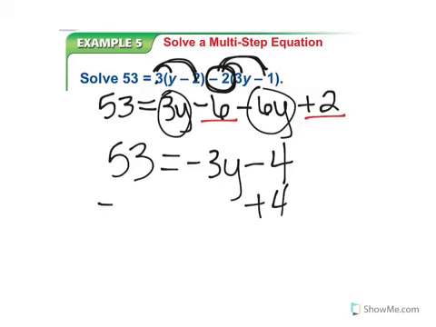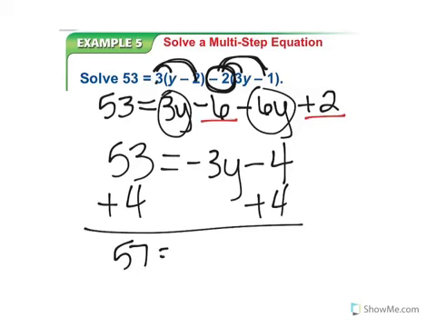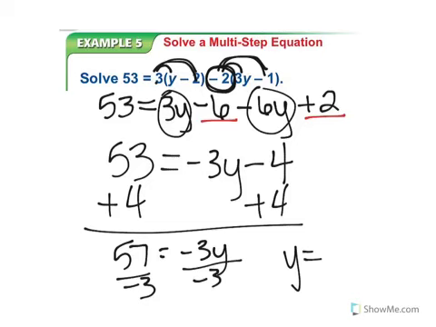We're going to add 4 to both sides. We get 57 is equal to negative 3y. To get y by itself, you're going to divide by negative 3 on both sides. Y is equal to negative 19. You guessed it. It's your turn.